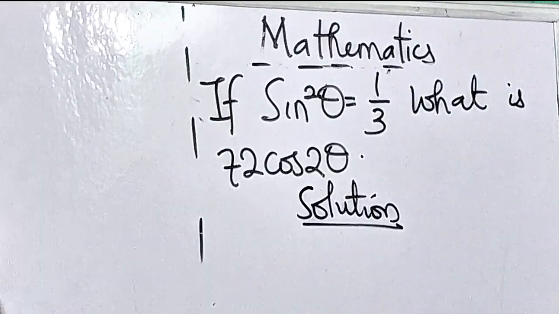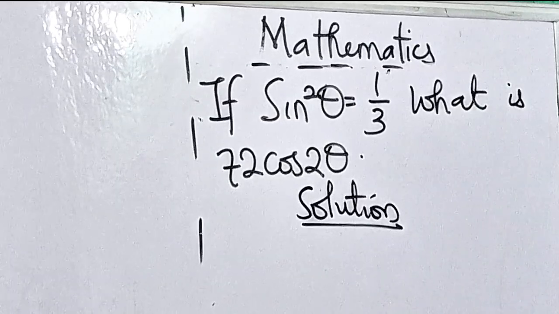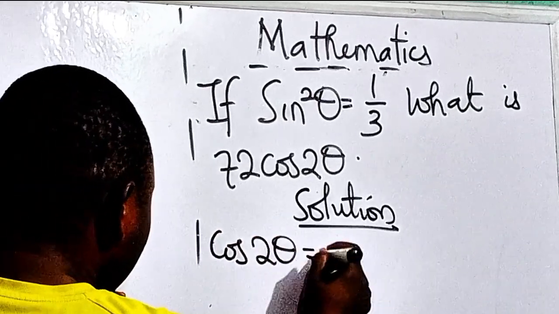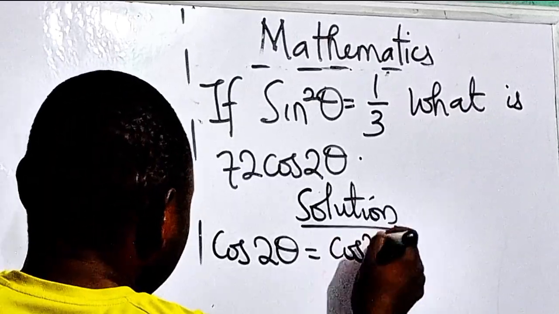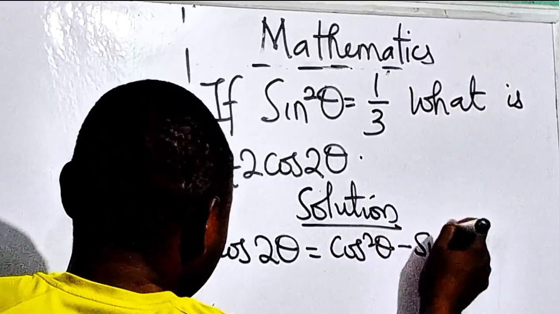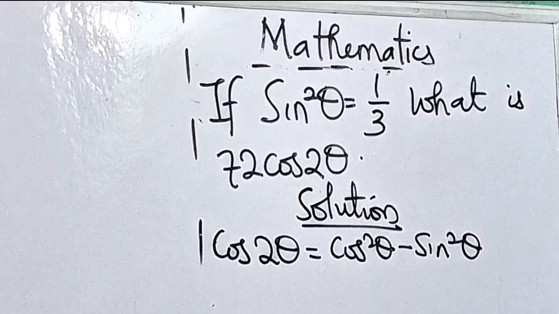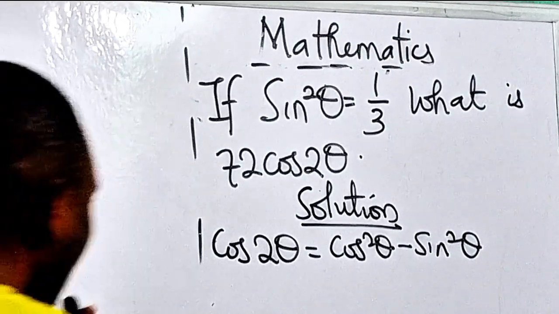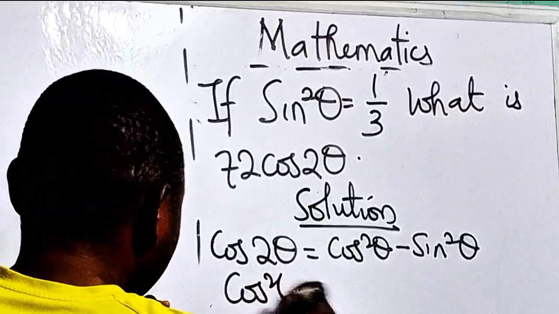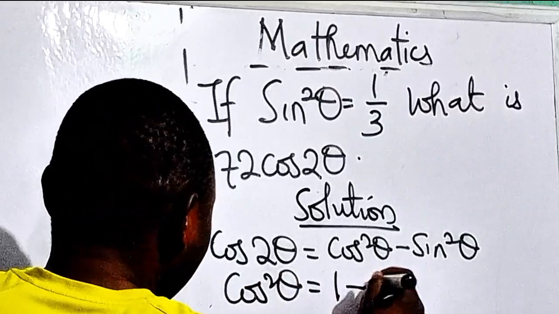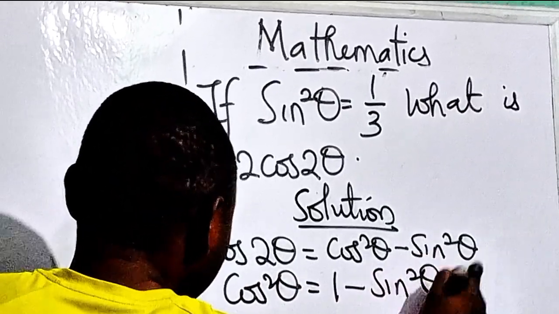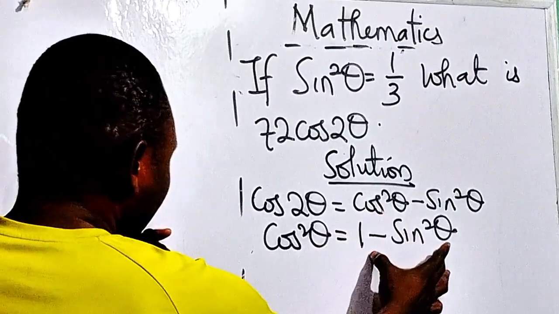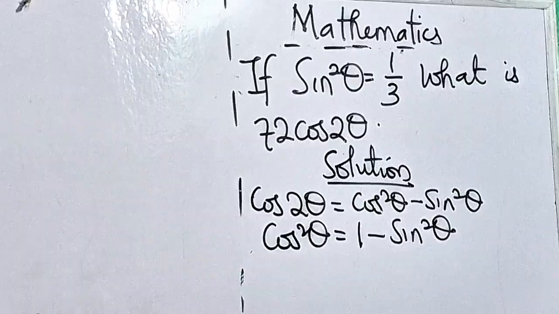Let us go. Based on what we are having here, recall that cos 2 theta is equal to cos squared theta minus sine squared theta. Is that clear? Now, also note that cos squared theta is equal to 1 minus what? Sine squared theta. So it means that anywhere I see cos squared theta here, I'm going to slot in the value of 1 minus what?